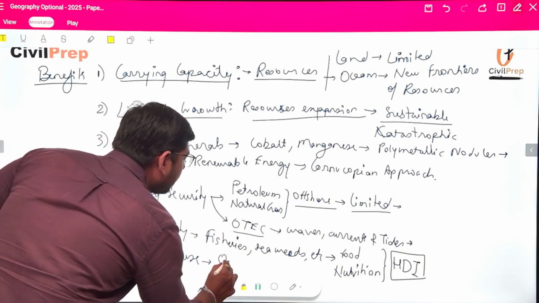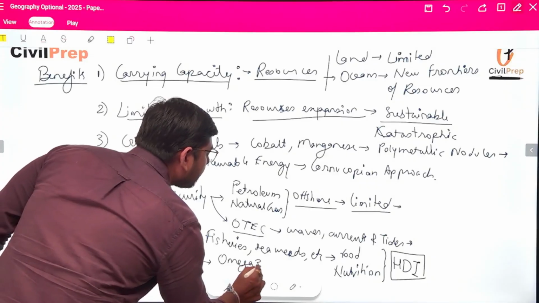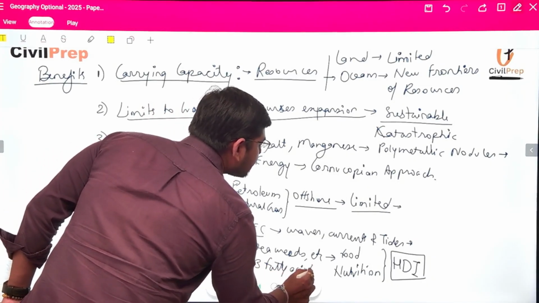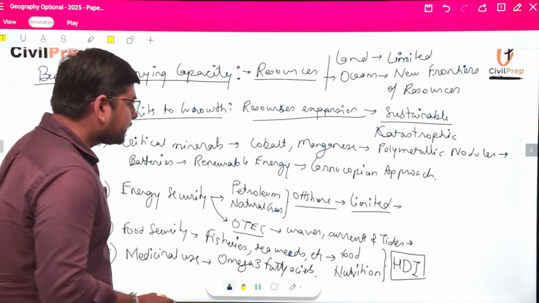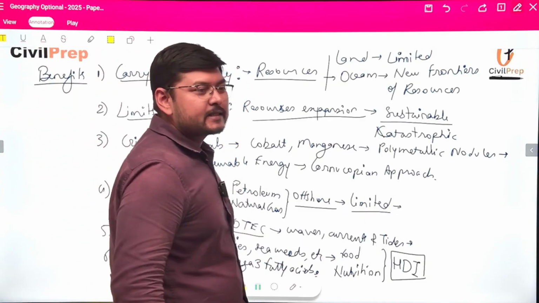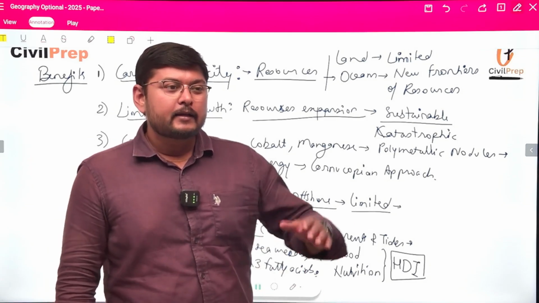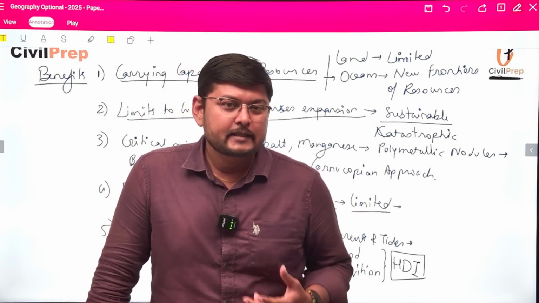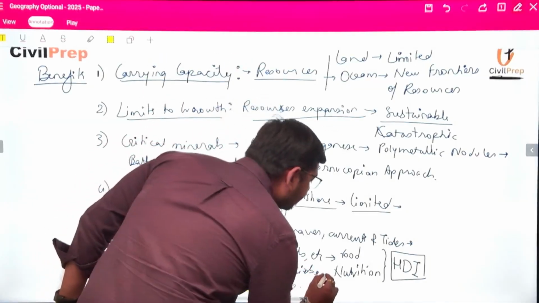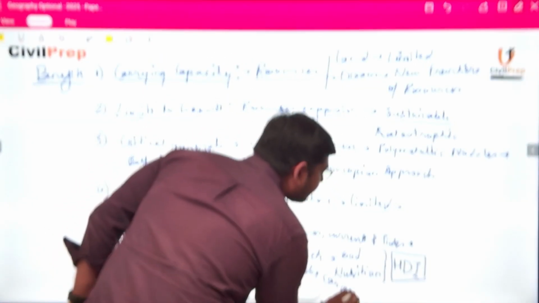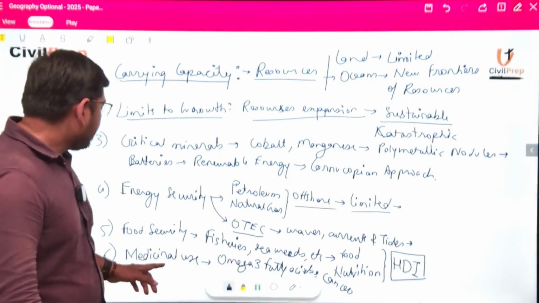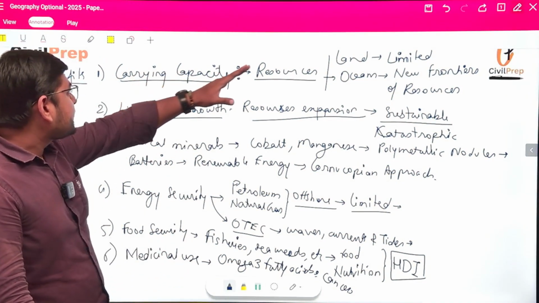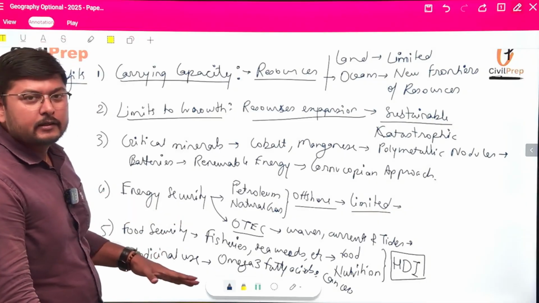For example, omega-3 fatty acids are extracted from fishes. Also, there are certain animals present in the benthic zone, in the deep ocean region. The compounds present inside them are used for the treatment of cancer. So we have potential benefits here, from carrying capacity, that is resources, to medicinal uses.